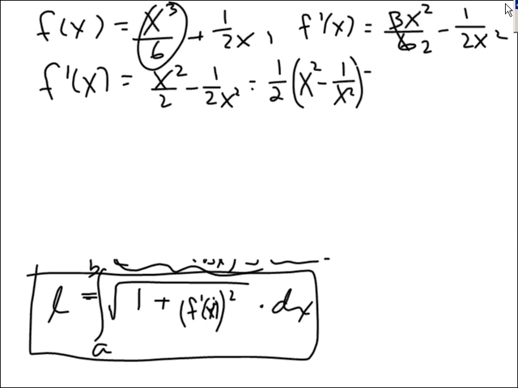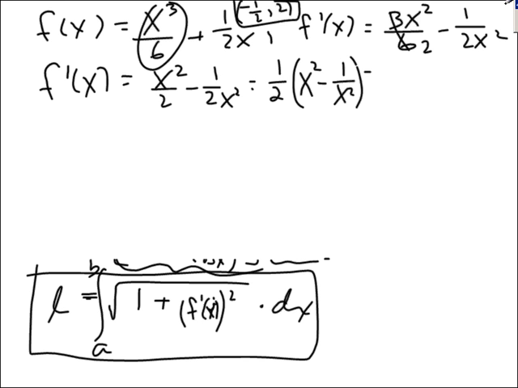Oh, I did leave out one thing, so sorry. We want to find the arc length between negative a half and 2.